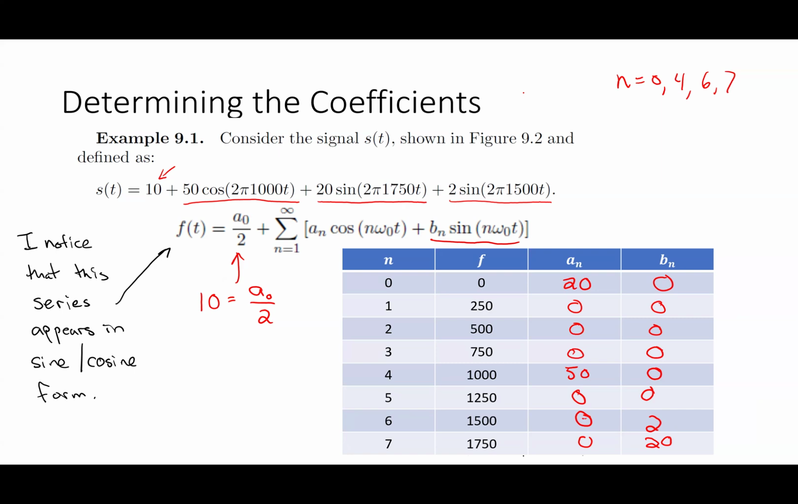Well, because the way they define it, I didn't choose it. That's just the way it's defined, right? The DC term is equal to A0 divided by 2. There's a reason why. I'm not going to talk about it because it'll just confuse you more.